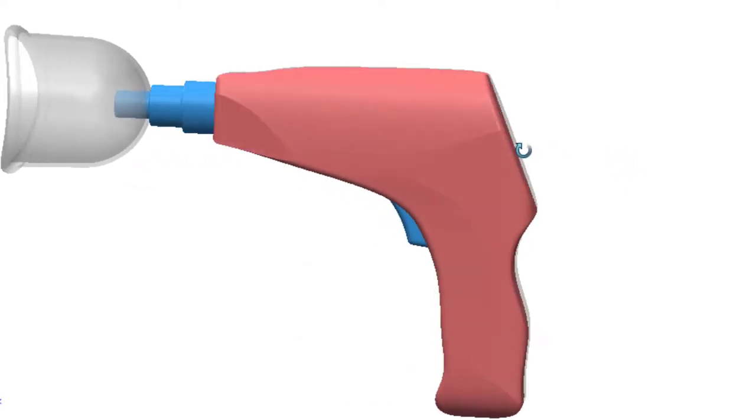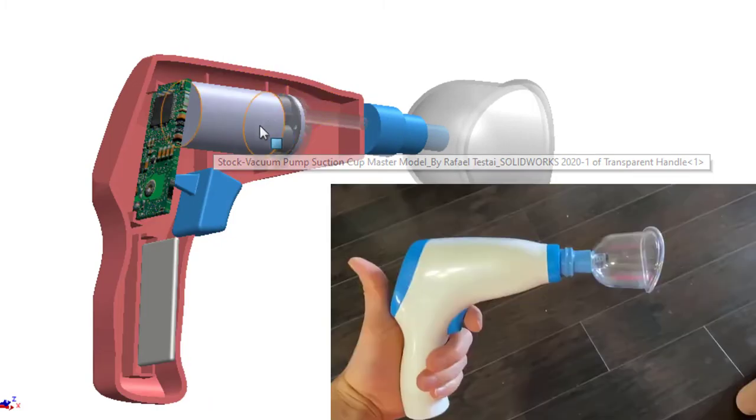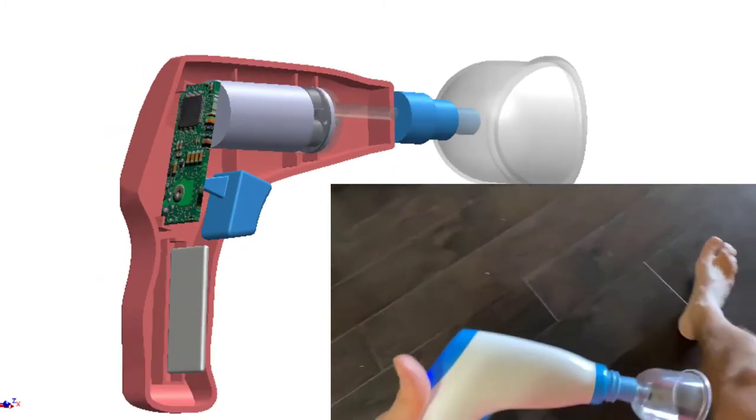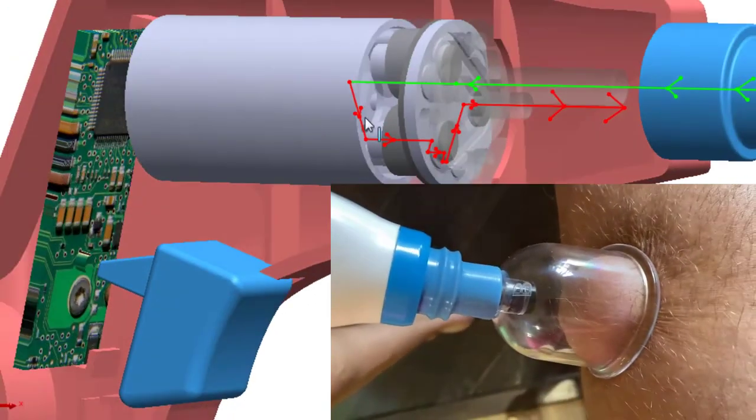In this video, we'll cover how the mini air pump inside the suction cup device works, how the air travels, as you'll see here with the arrows, and how the chambers and pumps that govern it work.